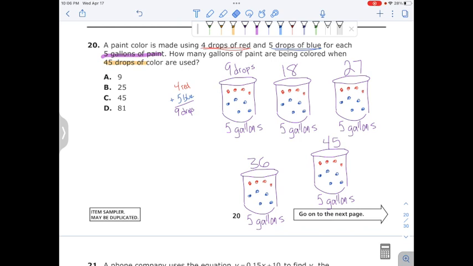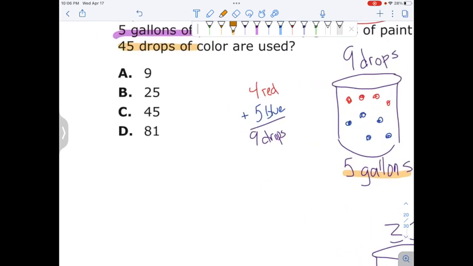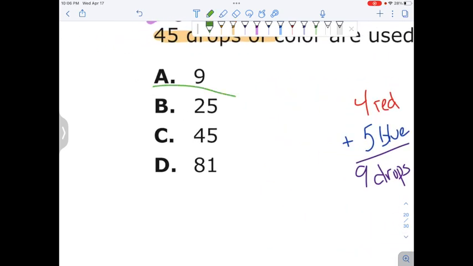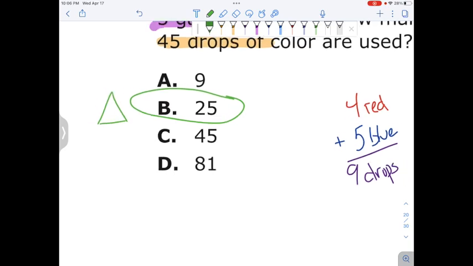It says, how many gallons of paint are being colored? 5, 10, 15, 20, 25. The correct answer is 25. If you have 25, or when you have 25, you can give yourself a triangle right next to it.